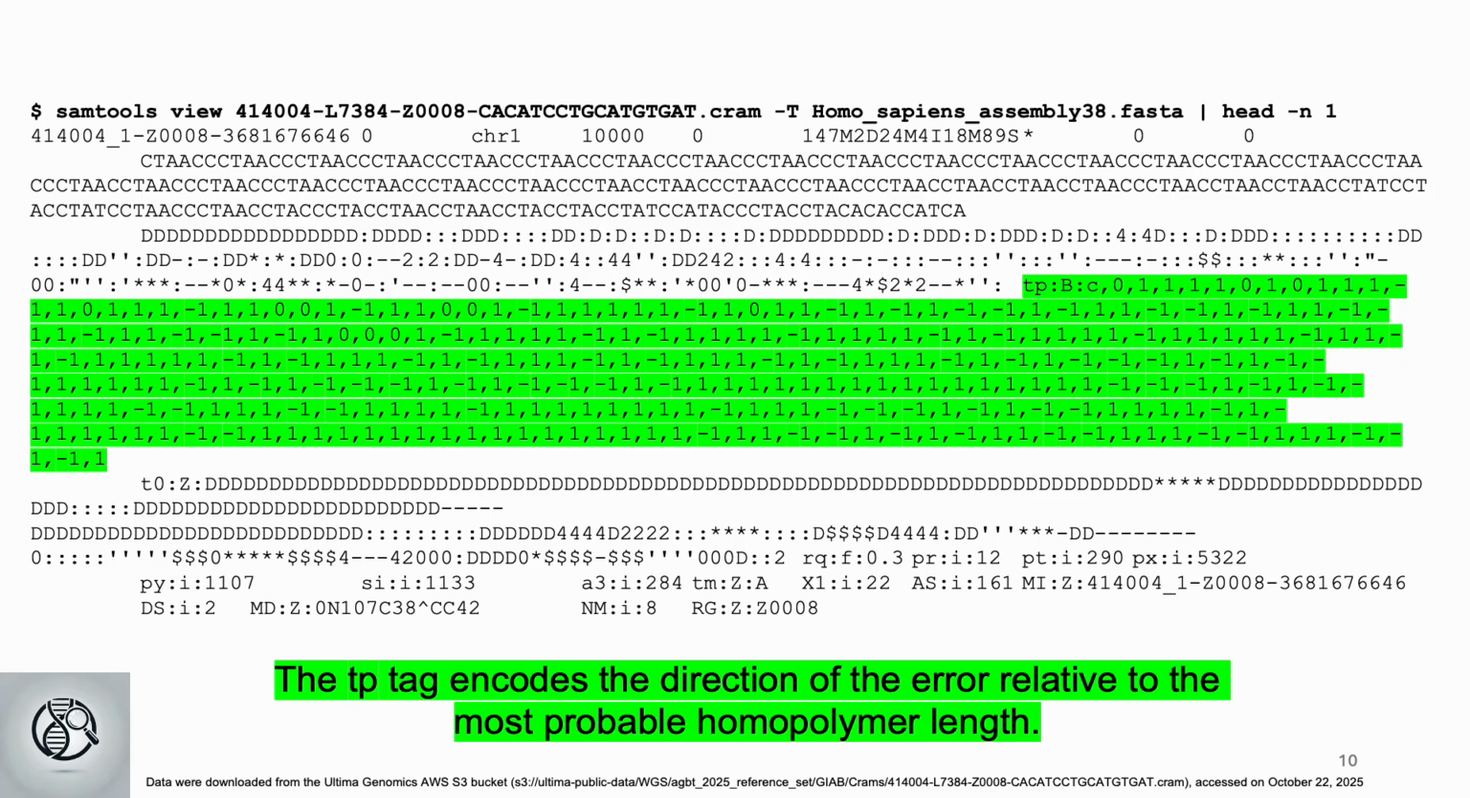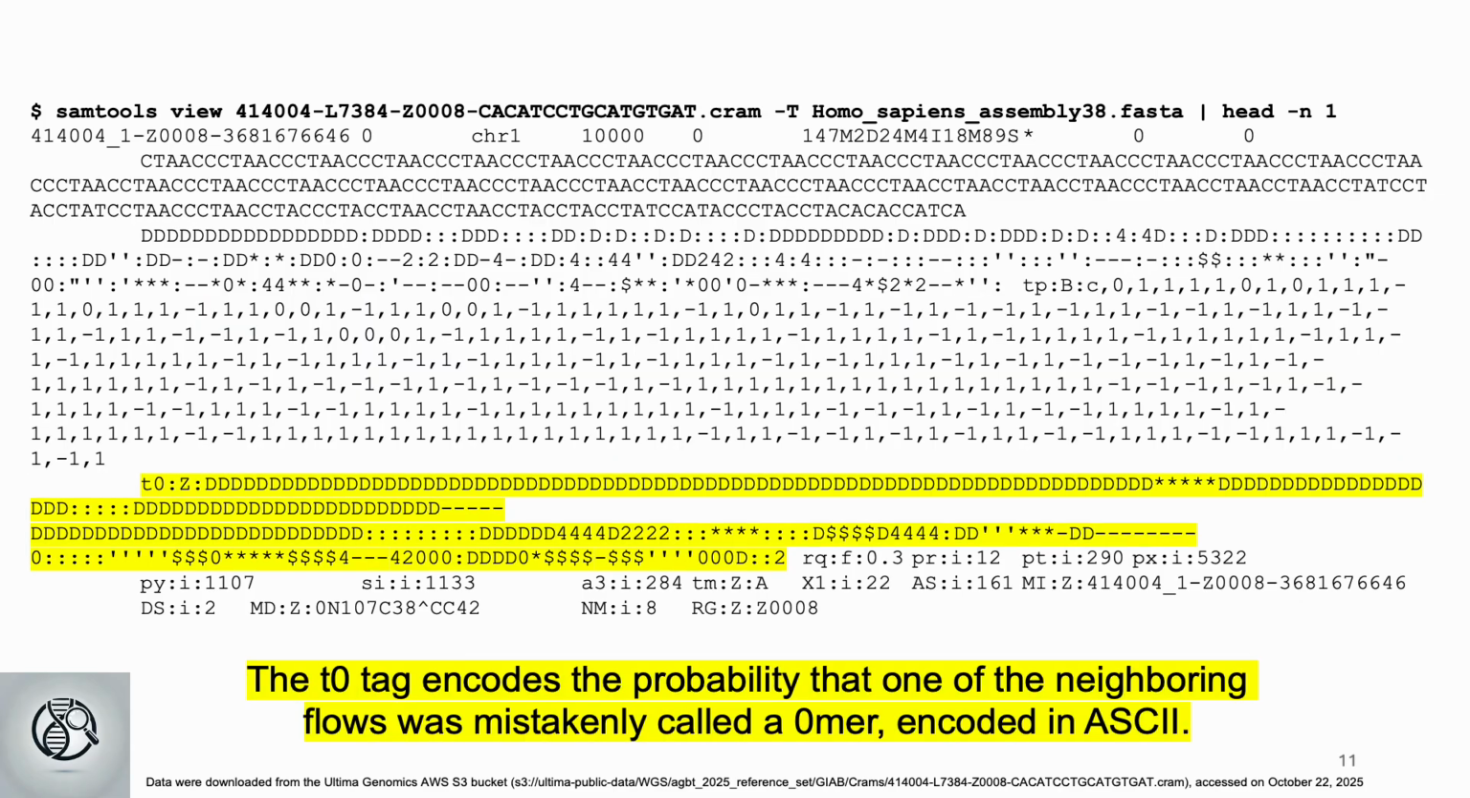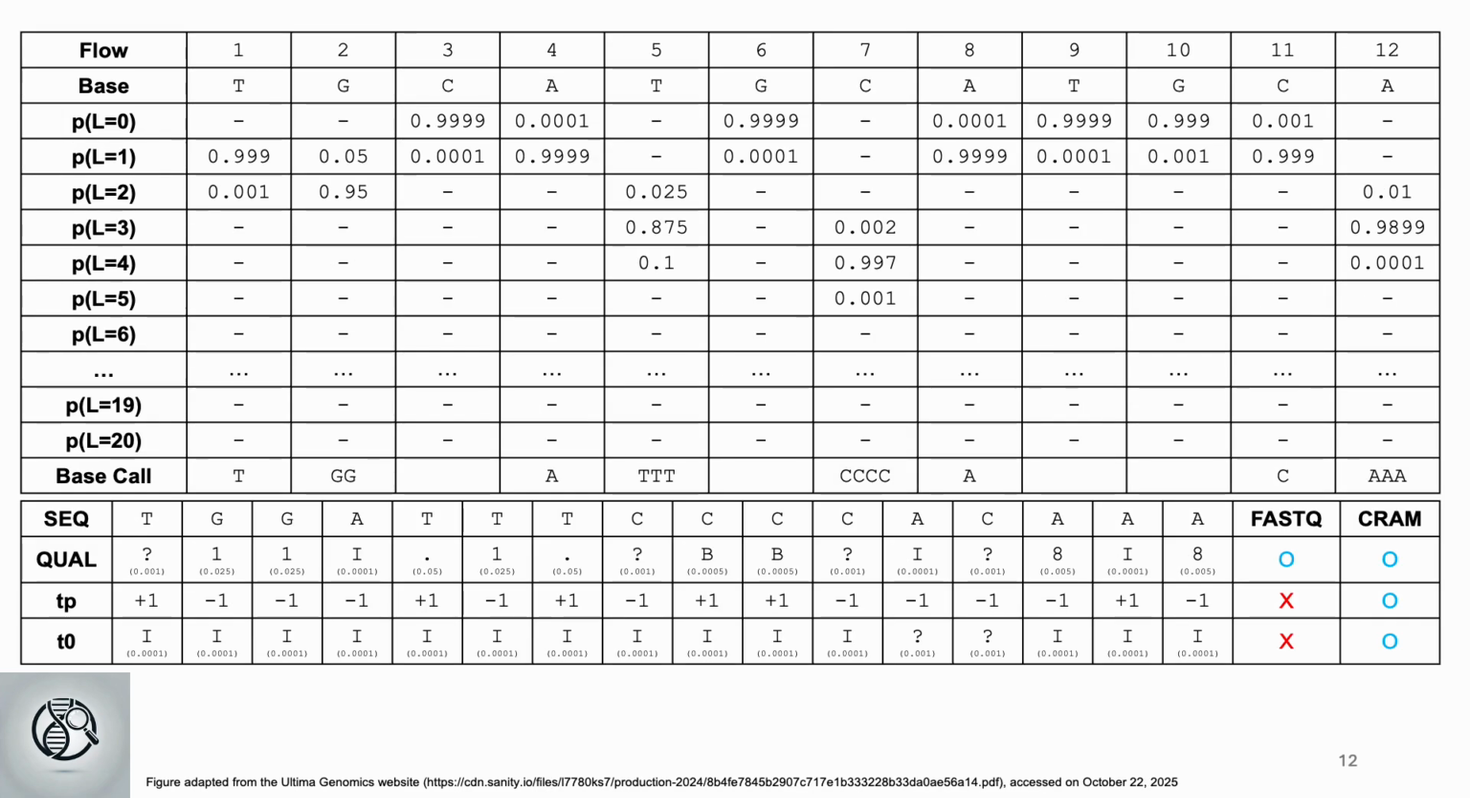Next up is the TP tag, which encodes the direction of the error relative to the most probable homopolymer length. That is, whether the length was overcalled or undercalled compared to the true value. Finally, the T0 tag encodes the probability that one of the neighboring flows was mistakenly called a zeromer. Because flows with a length of 0 do not appear in the CRAM file, their error probabilities must be reported by the neighboring flows. Now that we have covered the basics, let's look at all of these in action.